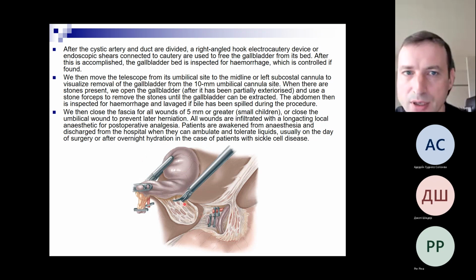After the cystic artery and duct are divided, a right-angled hook electric cautery device or endoscopic shears connected to cautery are used to free the gallbladder from its bed. After this is accomplished, the gallbladder bed is inspected for hemorrhage, which is controlled if found.